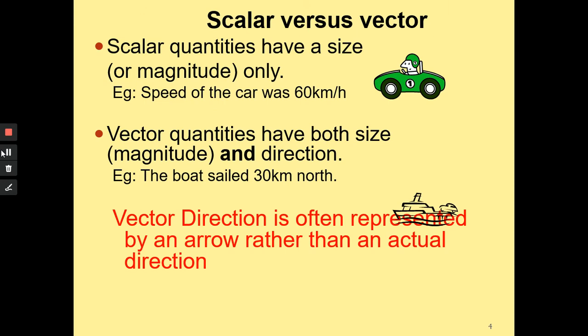So if we're going to write down definitions of the two words, a scalar quantity has a size only, whereas a vector quantity, which is really a specialist physics term, we don't use it anywhere else really, and so vectors need to have both a size and a direction. Now that direction can either be given as a compass point, as in the example there, it says 30 kilometers north, or it can simply be represented by an arrow on a diagram to show the direction of motion.